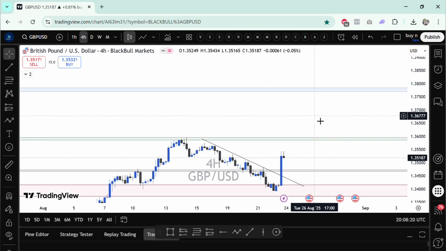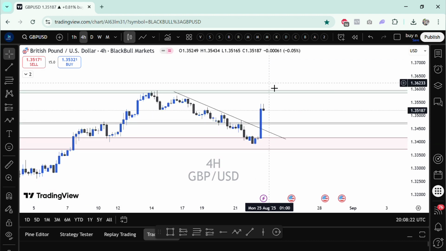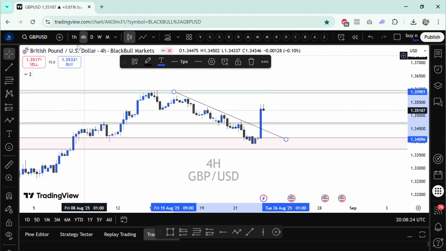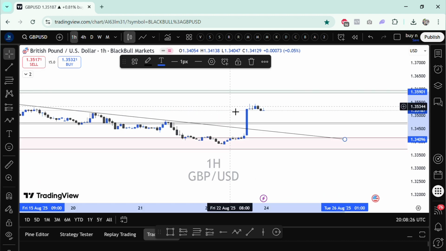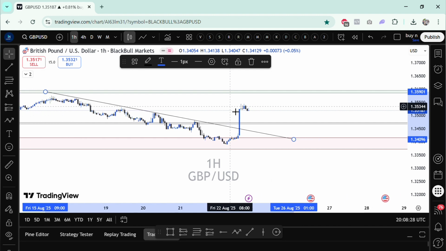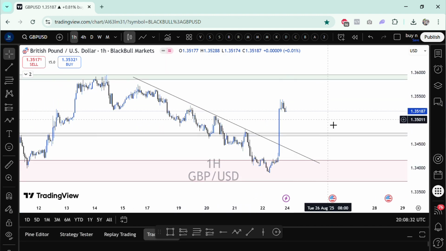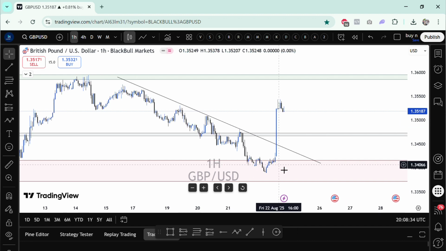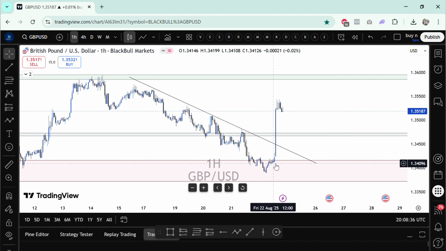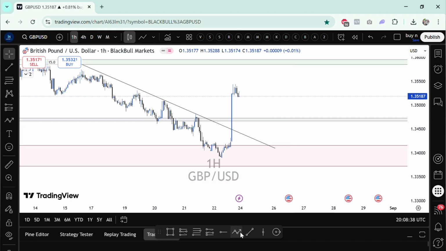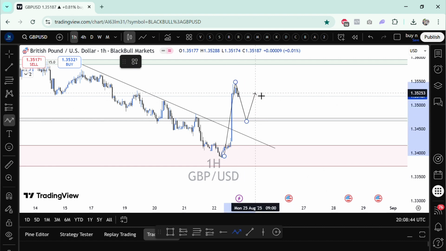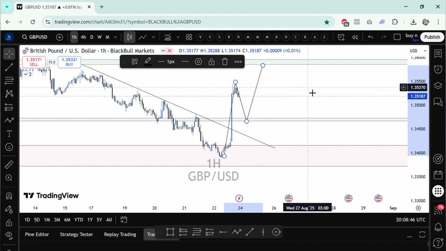So what I'll be looking out for, let's go to our 1-hour time frame, which is our entry time frame for me. You can clearly see it here. When price got to this monthly support region, it broke out strongly with a strong candle. I expect a retest on this 4-hour candle, and then price continues to buy all the way up.